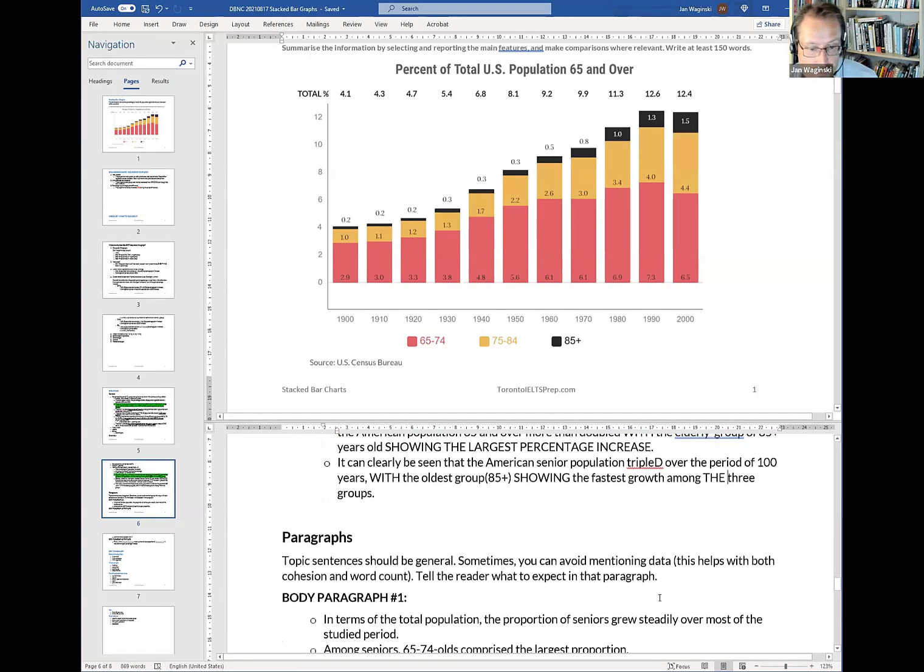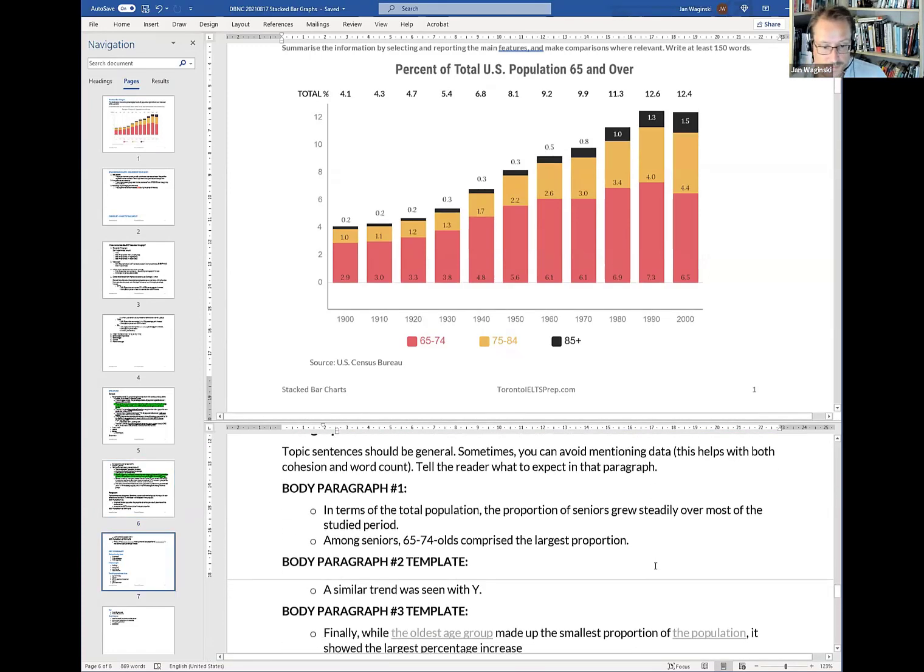Okay, so let's get to the body paragraphs. So we know what we're going to put in the body paragraphs. I would start with general topic sentences. Just like with the general overview, if you can do general topic sentences that avoid data, it'll help you to increase word count, and it'll also improve cohesion. Because just like with the general overview, you're giving the reader a forecast of what's coming next. The same principle applies to individual body paragraphs. The first sentence, the topic sentence, should tell the reader what they can expect in that paragraph.